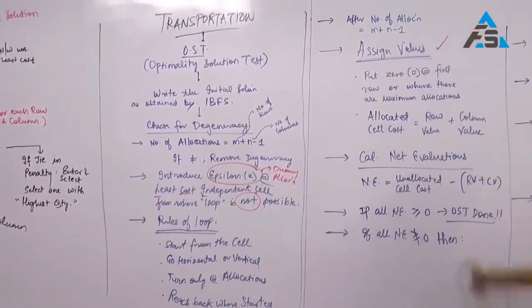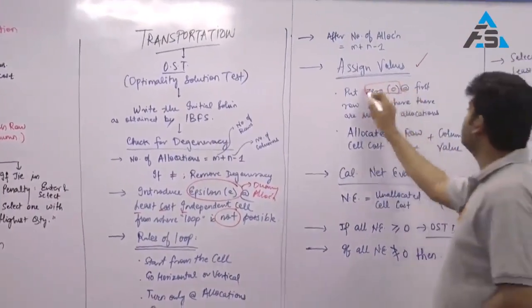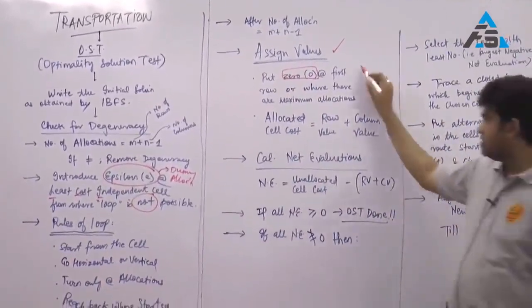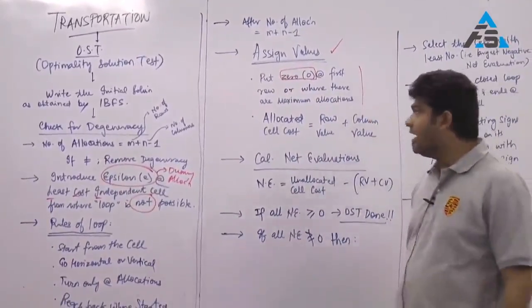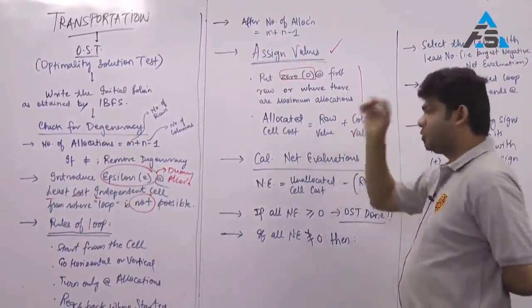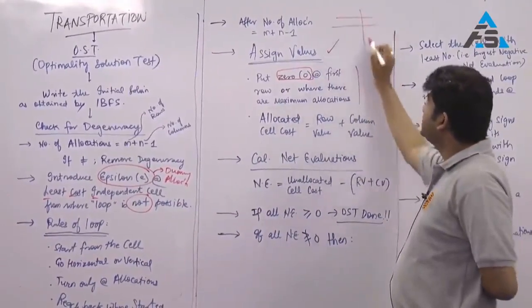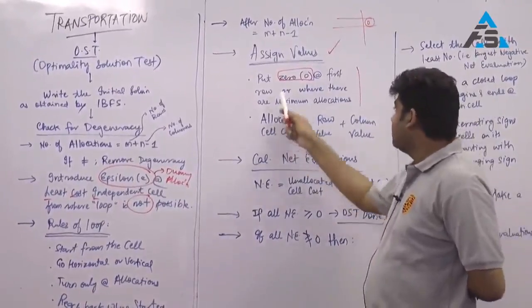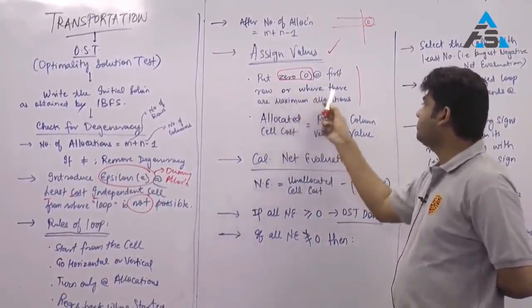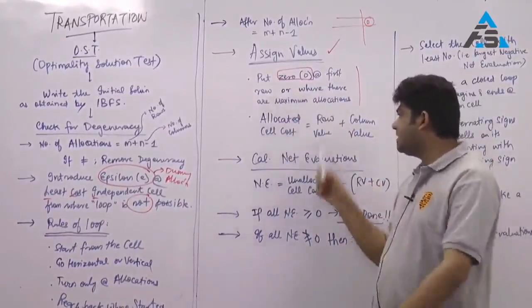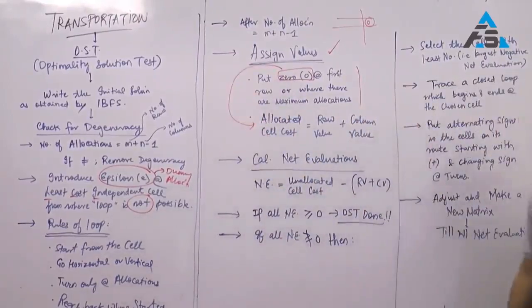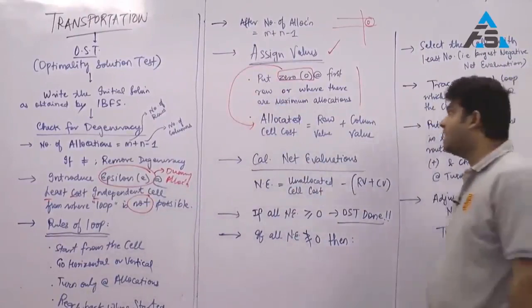How do you assign values? Put 0 at the first row or wherever there are maximum allocations. So this is a procedure where you can choose either of the two things, not a problem. So there will be a matrix, put a 0 in the first row and then start. Put 0 at first row or where there are maximum allocations. Once that is done, then allocated cell cost is equal to row value plus column value.